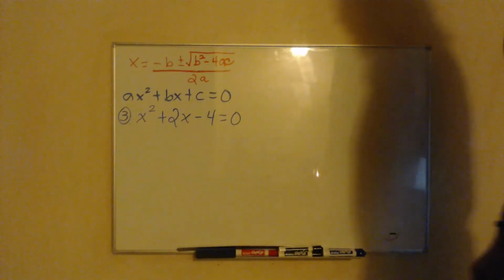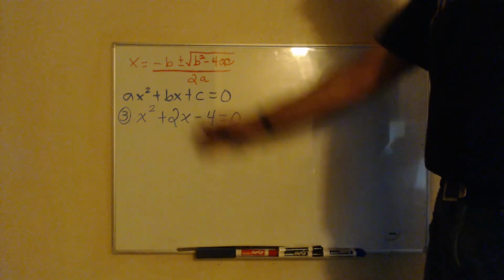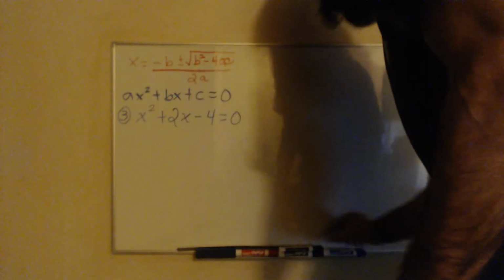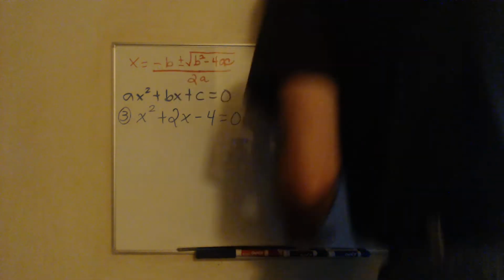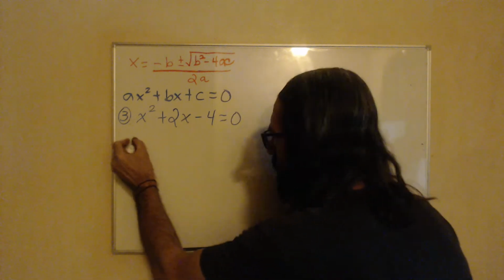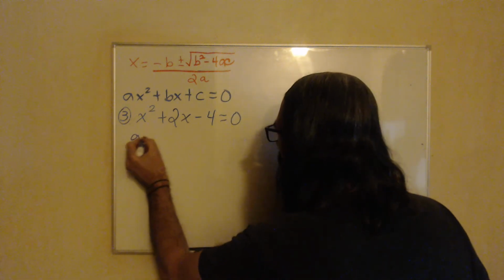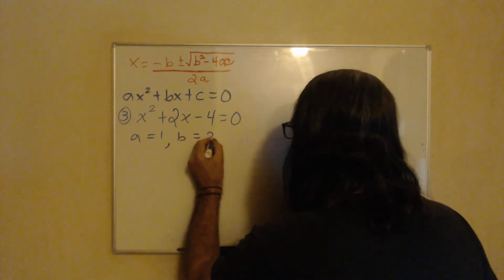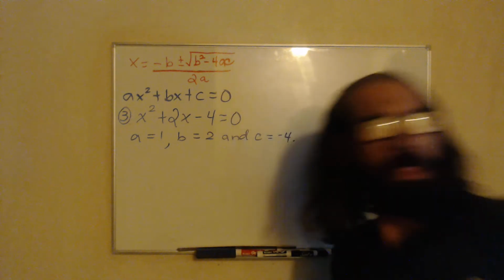And now for our third example of solving a quadratic equation by using the quadratic formula. We still have something that is in standard form. Still have a equals 1. We're back to having b being a positive number, but we still have, as in the last example, a negative for what c is. We've got that a is 1, b is 2, and c is negative 4. So here we go.